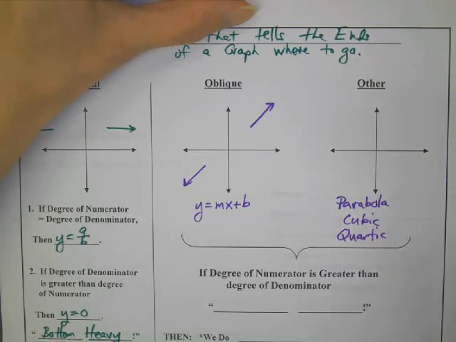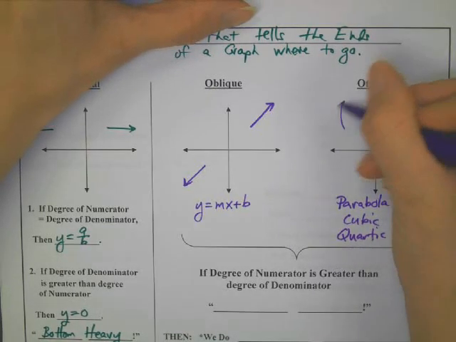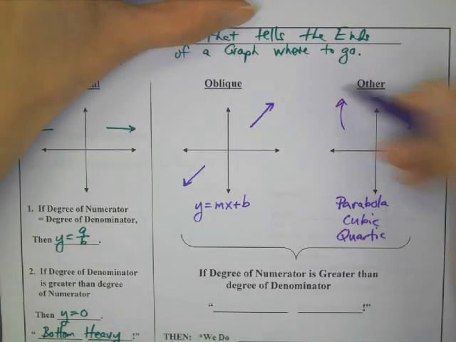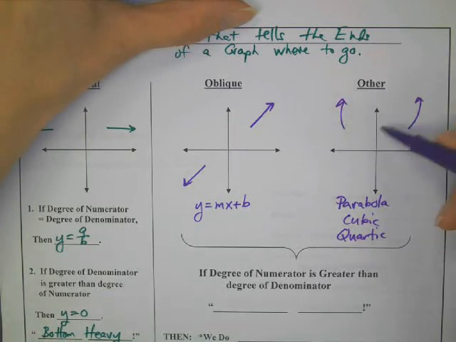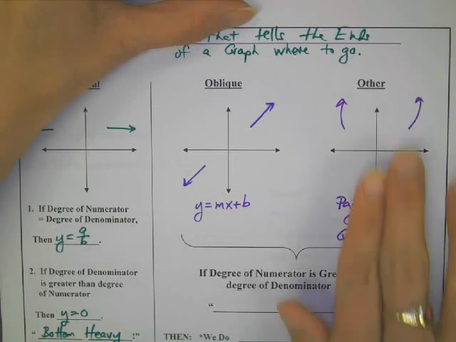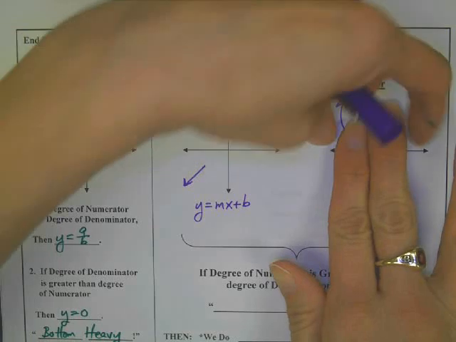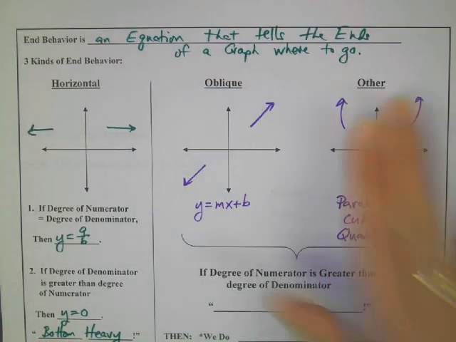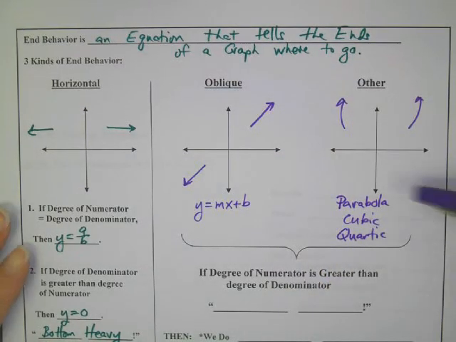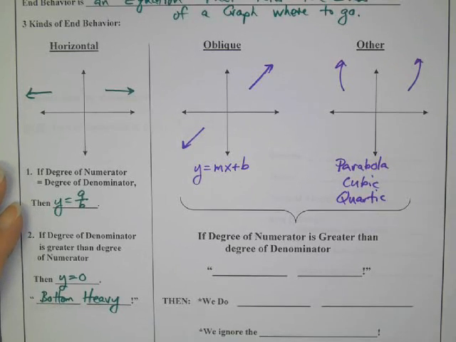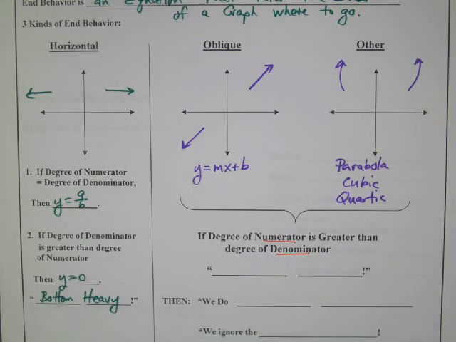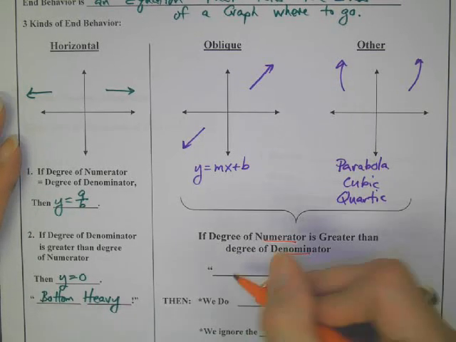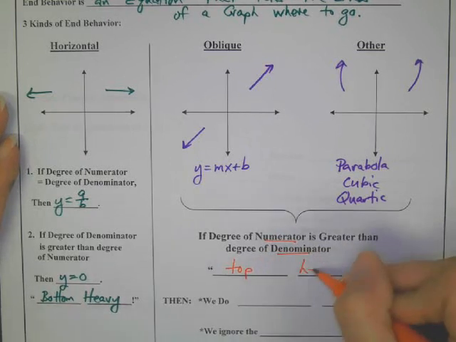Okay, I'm going to draw a graph of ends going like a parabola. The ends of a graph would be going like that. The middle might have some vertical asymptotes, might have some x-intercepts, all sorts of good stuff. But what you do is you only look at the ends and you say, they go like a parabola. Now, how do we figure out when this happens? If the degree of the numerator is greater than the degree of the denominator. And a quick little way that I remember this is by saying top heavy.